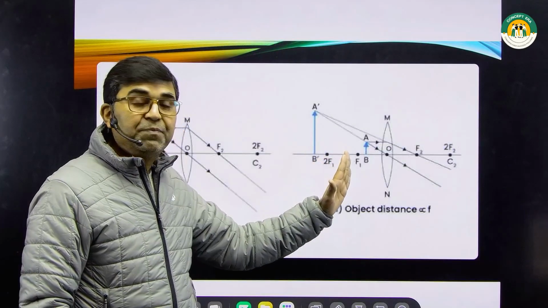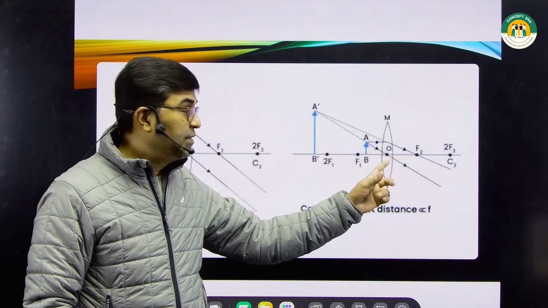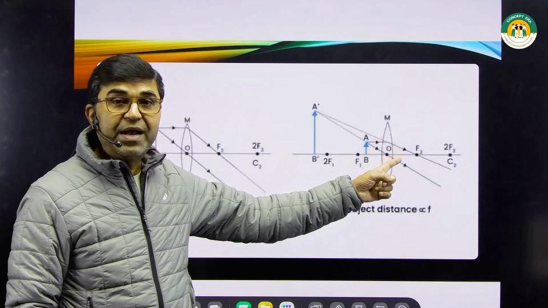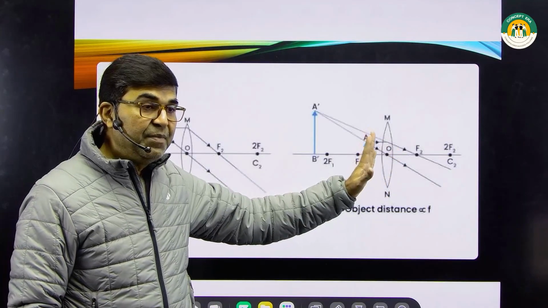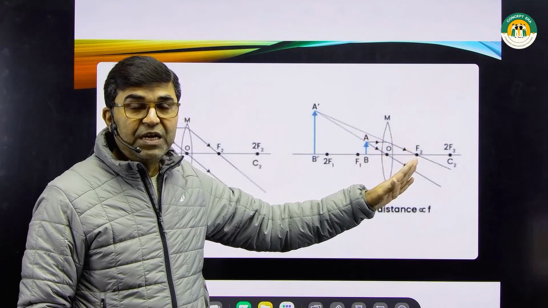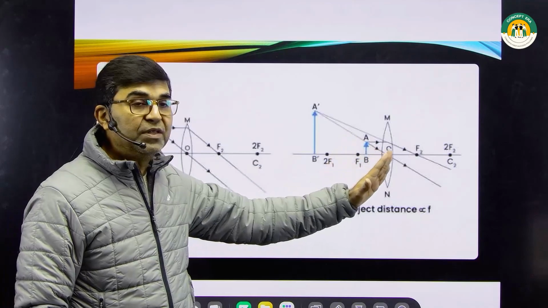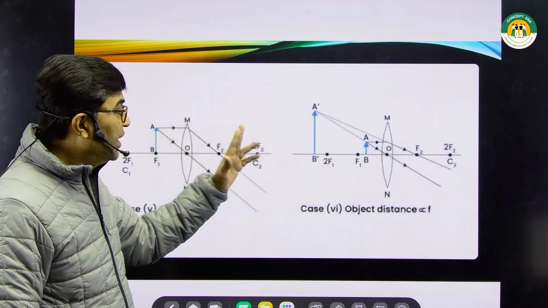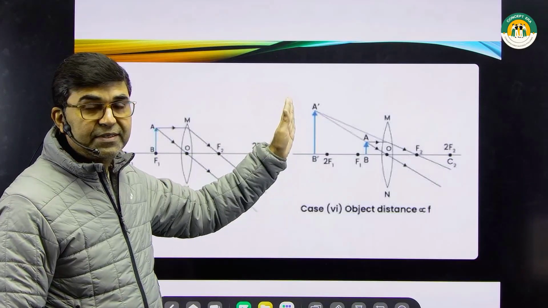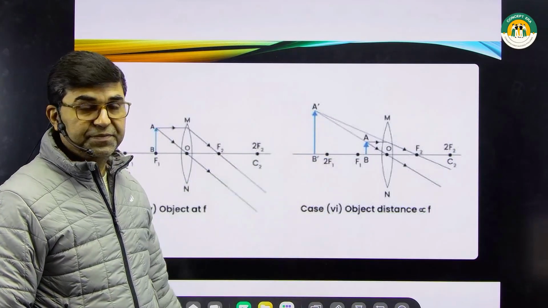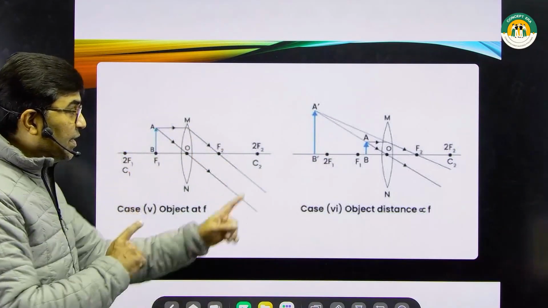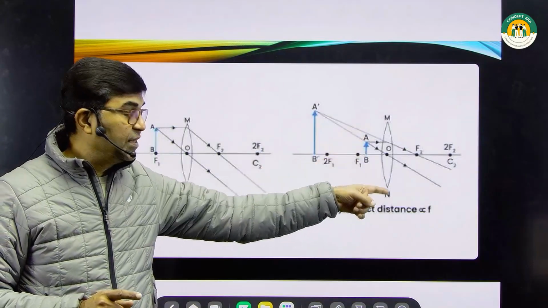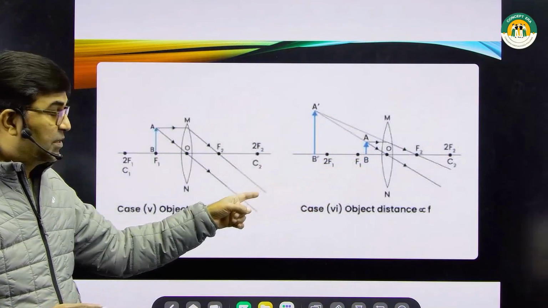Now, if the object moves further closer to the lens, that is between f and the optical center, the image will not be real anymore, it will be virtual, and it will be on the same side as the object, that is on the left side, and it will be virtual, erect, and magnified. This is the case where this convex lens is used as a magnifying lens.